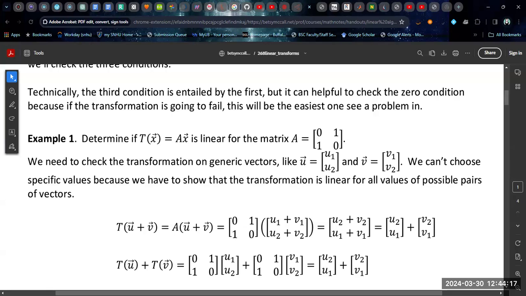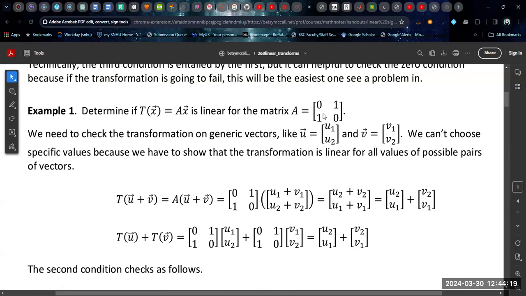All right, so let's look at our transformation, and we want to check this again with generic vectors, because we have to establish this as a proof. So we can't use specific vectors. We have to use vectors that contain any real number. So u will be u1, u2, and v will be v1, v2. And since our matrix is a 2 by 2 matrix, these vectors are the right size that we need to multiply by the matrix A.